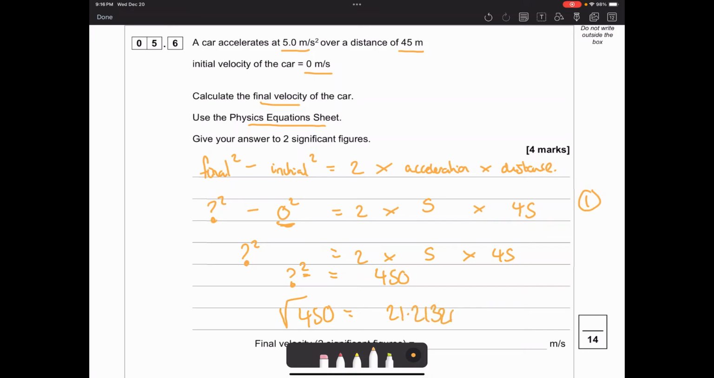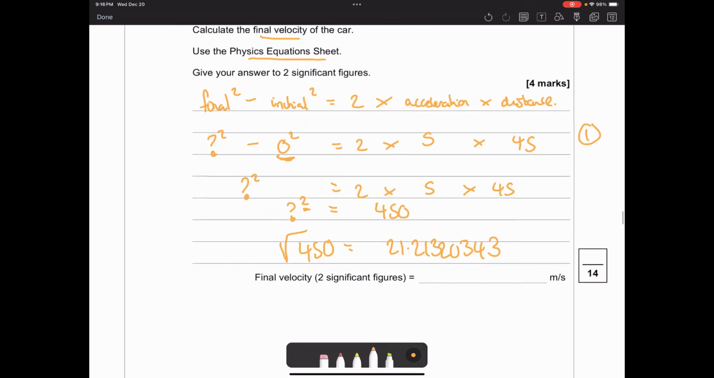21.213, 20343. Now the answer has been set to two significant figures. So you draw your line after two figures and it's 21.2. So it's rounded down, so you don't need any of this. Your final answer would just be 21 meters per second. And that's it.